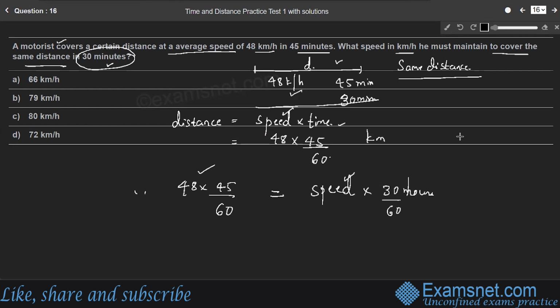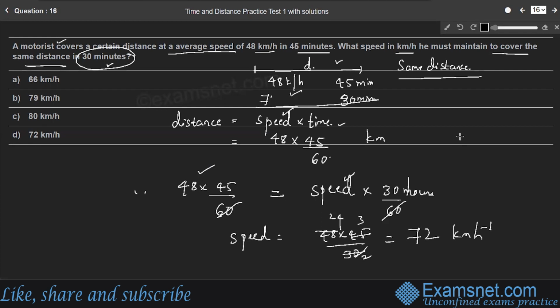Therefore, since we can cancel 60 and 60, speed is equal to 48 into 45 by 30. So 15 into 2, 15 into 3, 2 into 24. So 24 into 3 is 72 kilometer per hour is his new speed, right? It should be 72 kilometer per hour so that he can cover the same distance in 30 minutes. Hence, he should maintain the speed at 72 kilometer per hour.